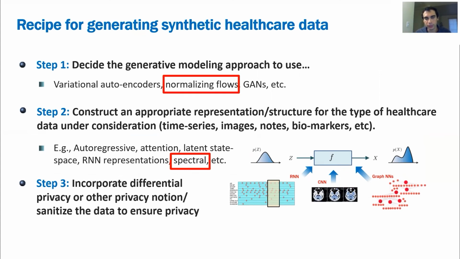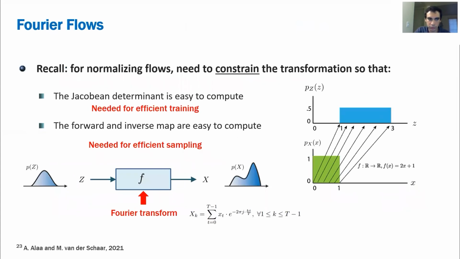Another approach that is based on normalizing flows this time uses a very different type of transform. So as we said before, we have a noise distribution, and we want to find a transform, a learnable map or a learnable representation or learnable transformation F that transforms this noise distribution to the data distribution. So one transformation that's very natural for time series data is the Fourier transform. So the Fourier flow is a generative model for time series data that uses the Fourier transform as the flow map in the normalizing flow context.